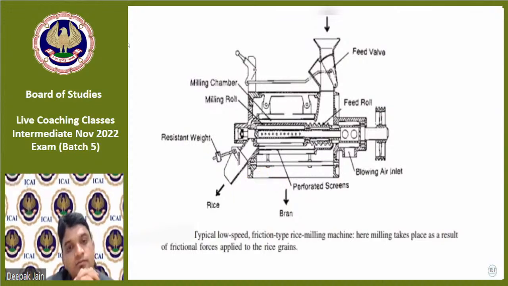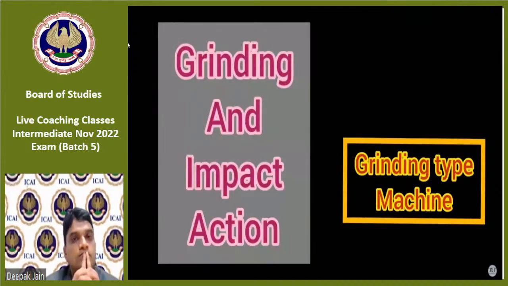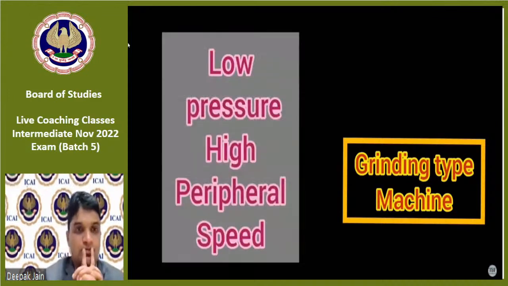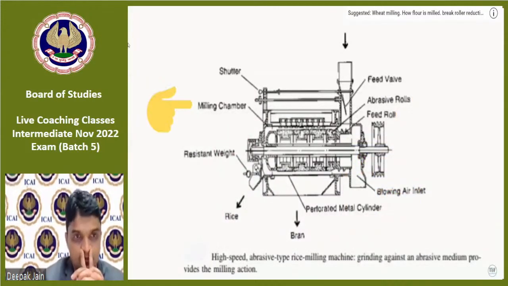Thus, friction is the major force of milling, so it is termed a friction type rice mill. Grinding type machines mainly use grinding and impact action. They use low pressure with high peripheral speed. Rice grains are removed by grinding action and the impact force as grains come in contact with the abrasive roll.